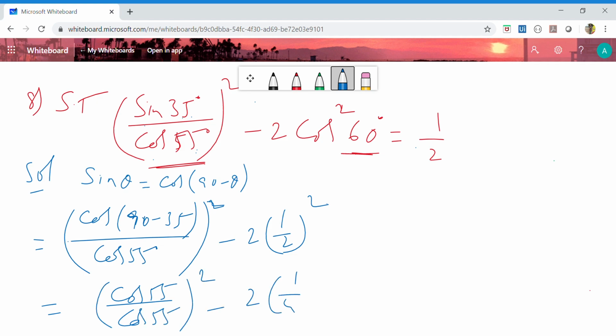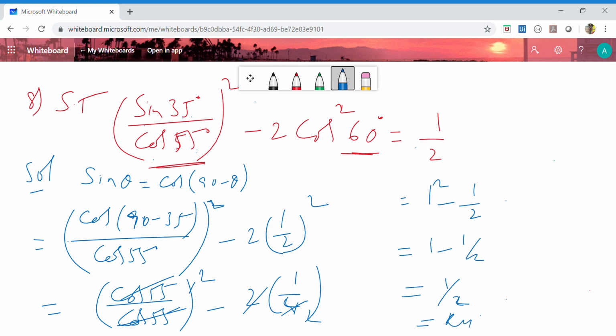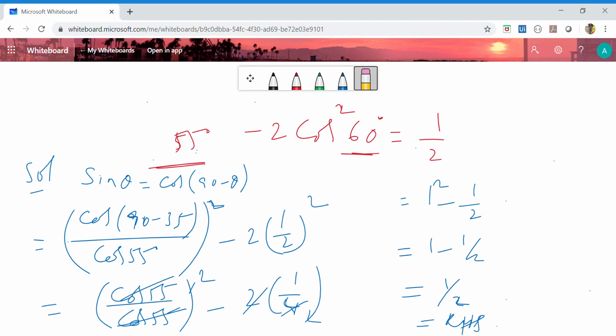1 by 4. 2 ones, 2 twos gets cancelled and this gets cancelled. 1 you will get. So 1 square minus 1 by 2. That is 1 minus 1 by 2 is nothing but 1 by 2. Hence proved, it is nothing but RHS. We considered LHS and we got the RHS value.